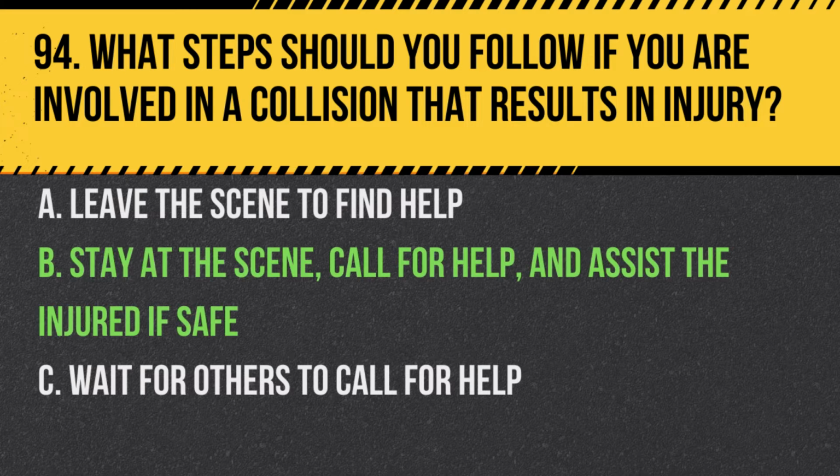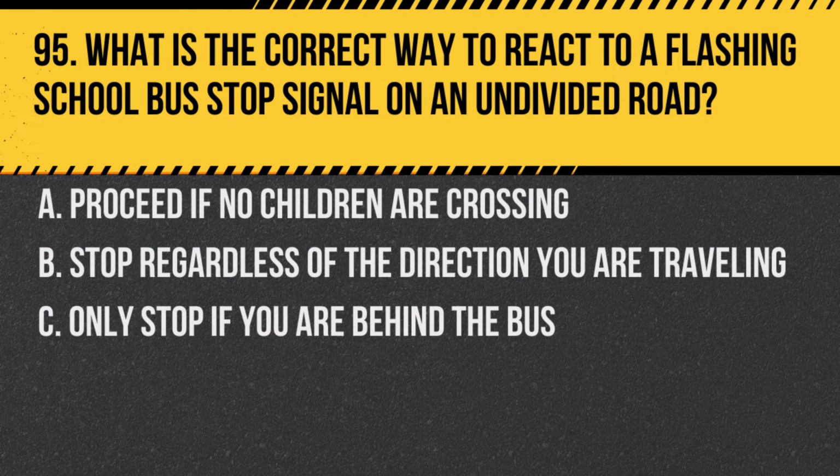Answer B. Stay at the scene, call for help, and assist the injured if safe. It's important to provide assistance and wait for emergency services. Question 95. What is the correct way to react to a flashing school bus stop signal on an undivided road? A. Proceed if no children are crossing. B. Stop regardless of the direction you are traveling. C. Only stop if you are behind the bus.